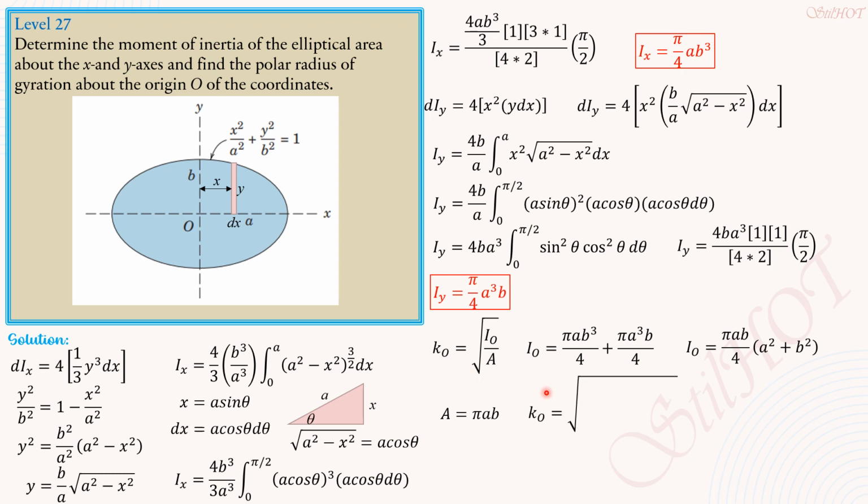So ko is square root of pi ab over 4, quantity a square plus b square, all over pi ab. So cancel out pi ab, then we have square root of a square plus b square over 4, which simplifies to square root of quantity a square plus b square over 2. So that's the polar radius of gyration about the origin.